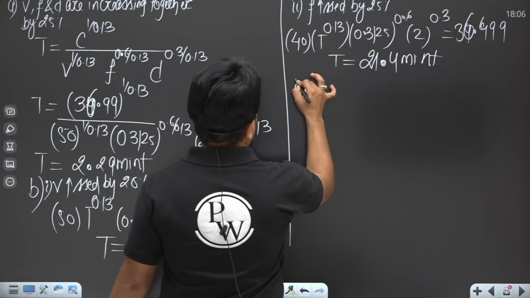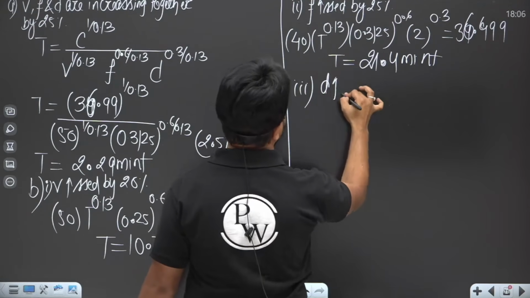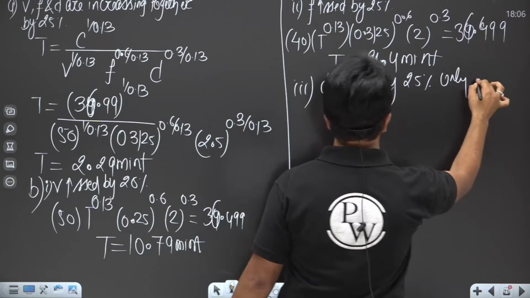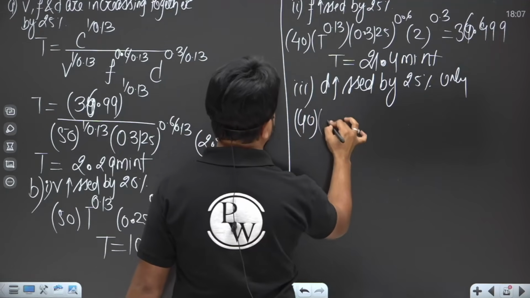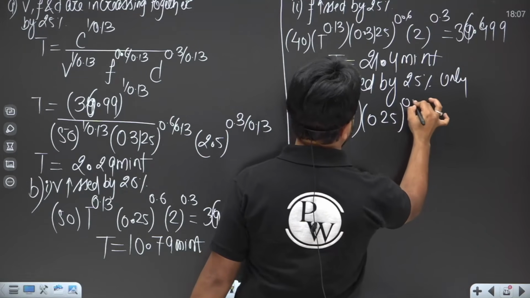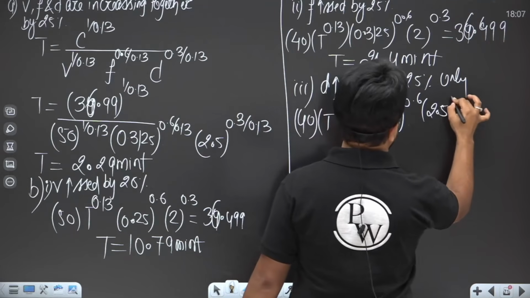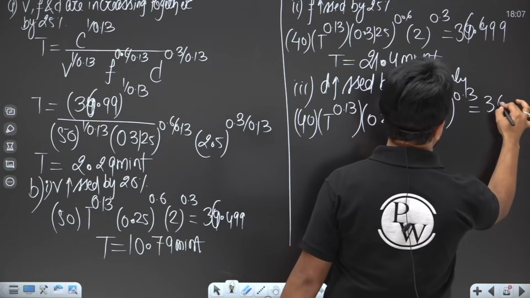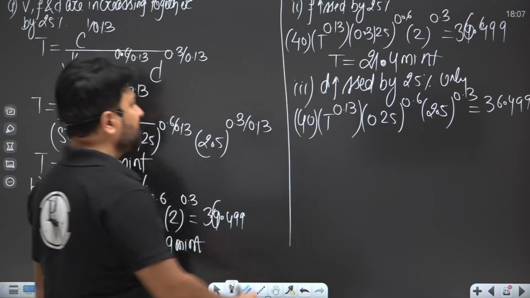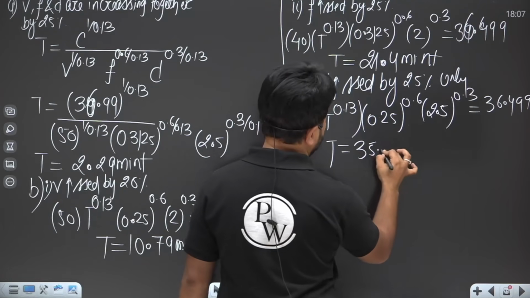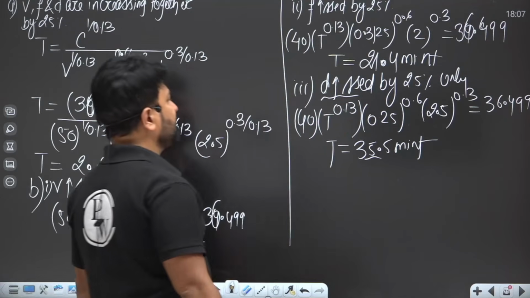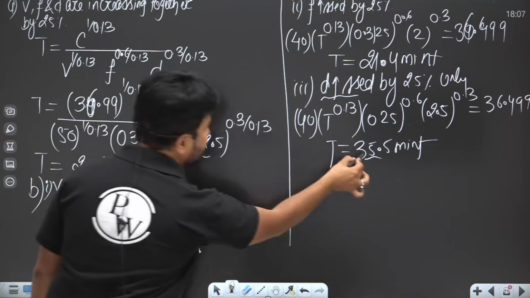Now third, depth of cut is increased by 25% only. Then velocity will be the same, to the power 0.13, feed 0.25 to the power 0.6, 2.5 to the power 0.3, 36.499. Now calculate the value of T. Here you will get 35.5 minute. My dear, you can see by increasing the depth of cut, tool life decreases from 60 to 35.5.